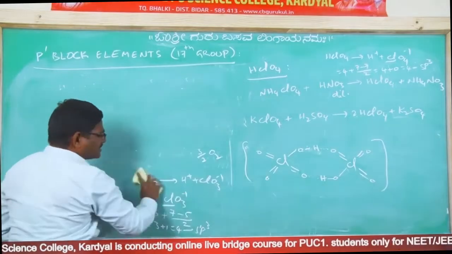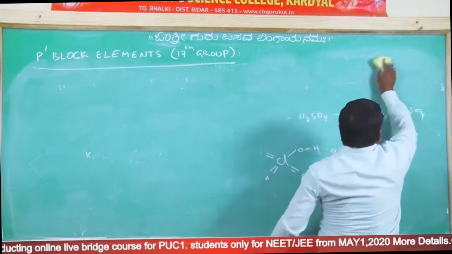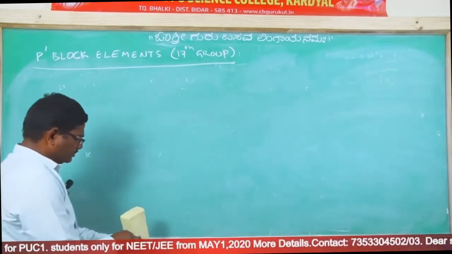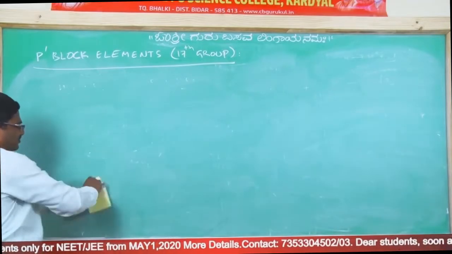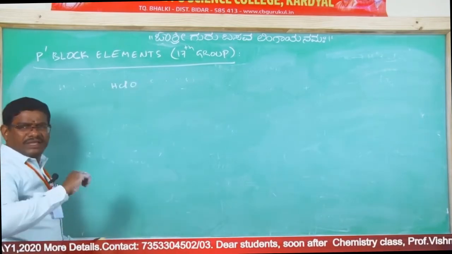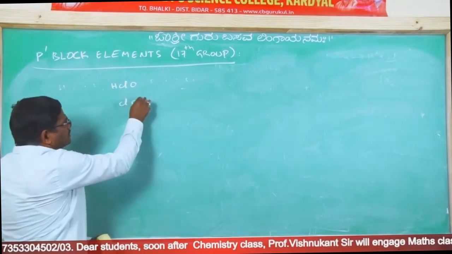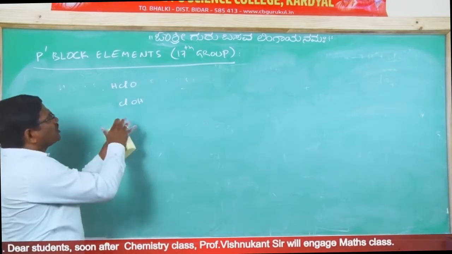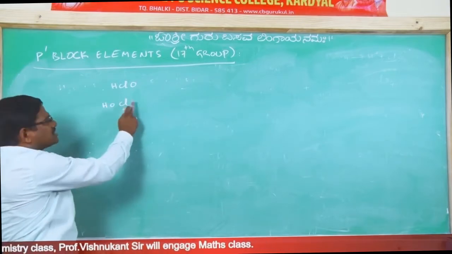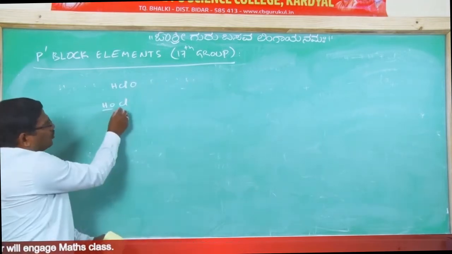In these oxyacids, some applicative questions they may also ask. Suppose HClO, if you consider, in HClO, ClOH actually, or HOCl. Why did I write ClOH? The central atom should be on the left side, the attached atom on the right side. Clear? Now this is OH.